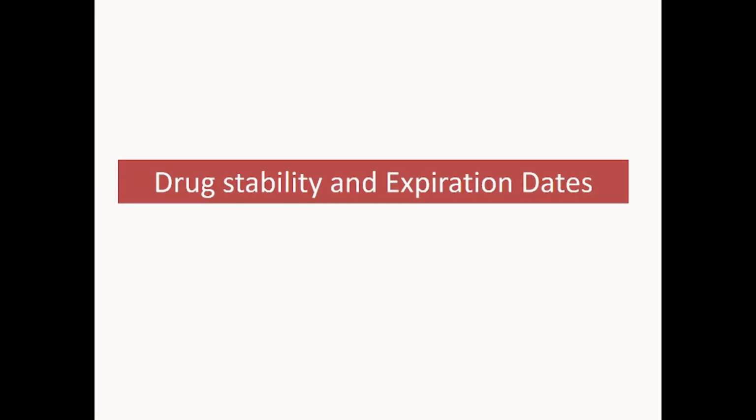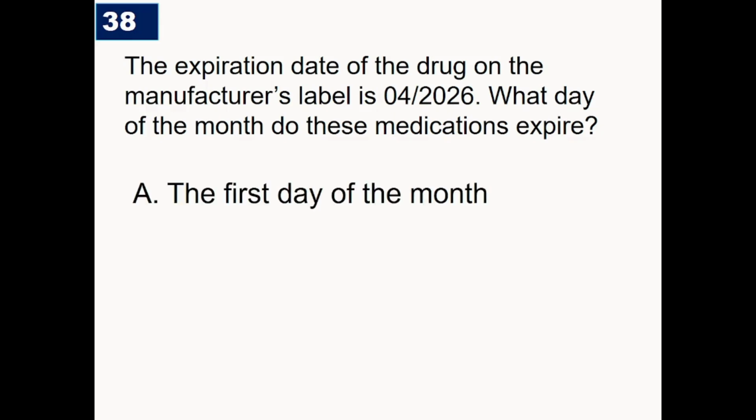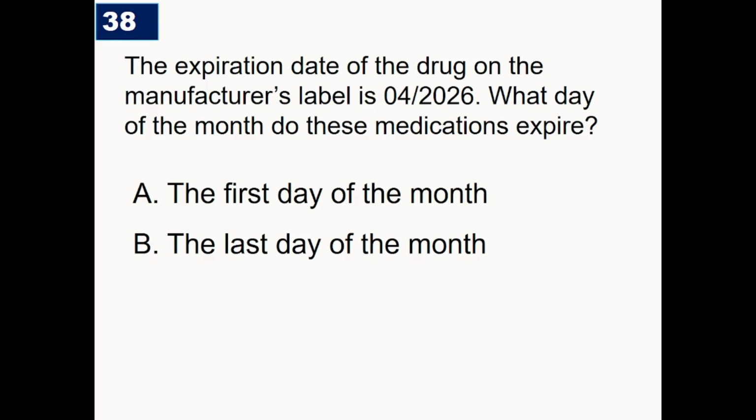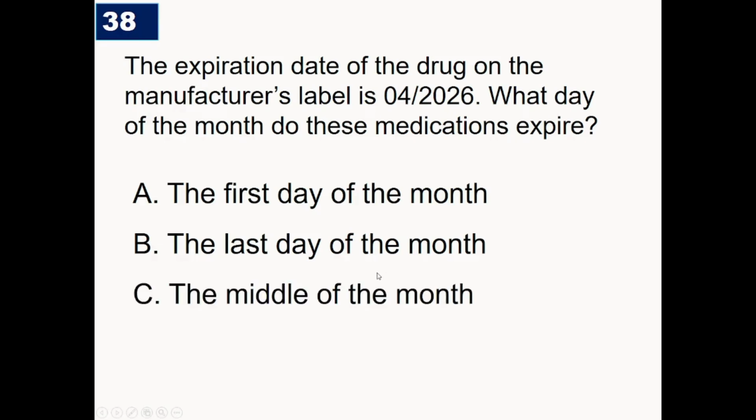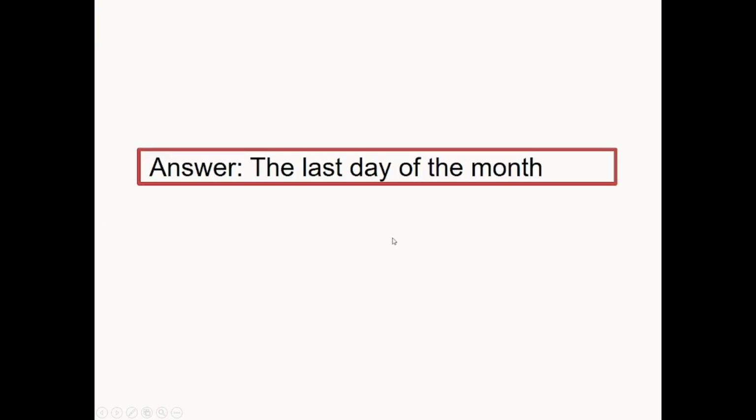Next, drug stability and expiration date. The expiration date of the drug on the manufacturer label is 04/2026. What day of the month does this medication expire? The first day of the month, the last day of the month, the middle of the month, or the prescription date? The correct answer is if the label says 04/2026, the last day of that month, April, until which time the patient can use this medication.